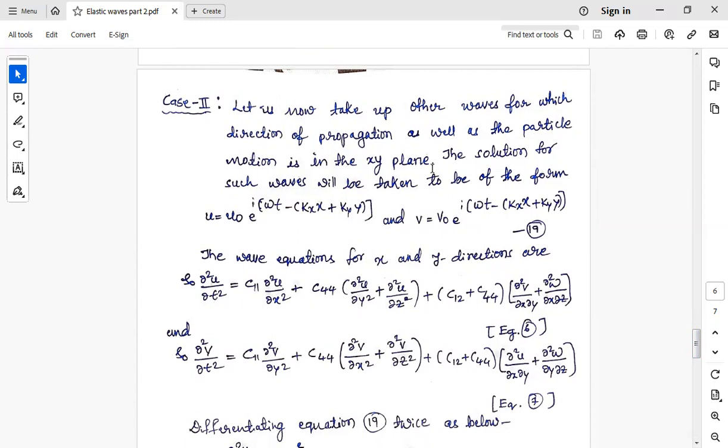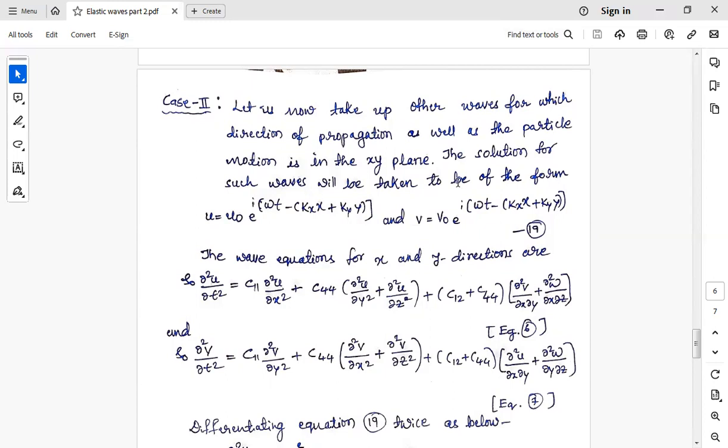Transverse wave means the wave will be propagating in one direction, but the vibrations will be perpendicular to the direction of propagation. So that is the transverse wave. And in this case, the wave propagation and vibrations are both in one direction. So it is a longitudinal wave.